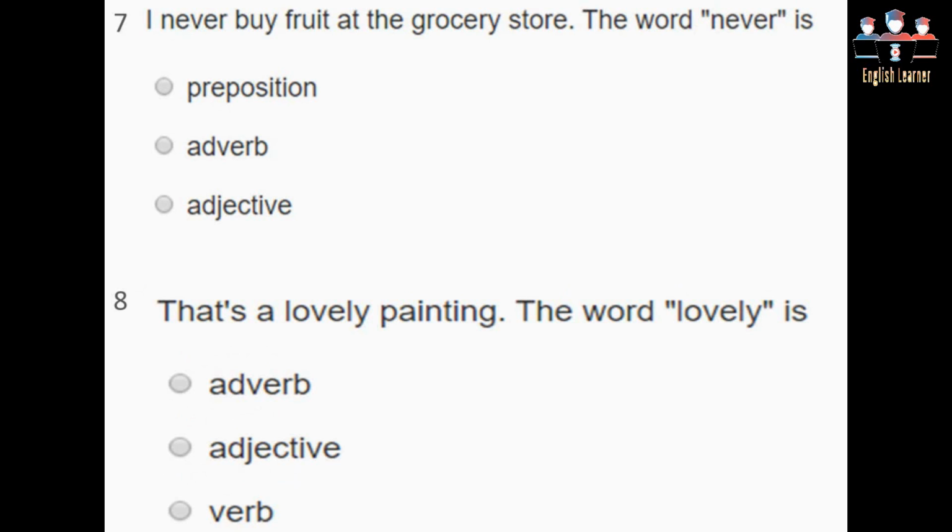Number 7. I never buy fruit at the grocery store. The word never is: option 1, preposition. Option 2, adverb. Option 3, an adjective. Quiz number 8. That's a lovely painting. The word lovely is: option 1, adverb. Option 2, adjective. Option 3, adverb. You all are requested to pause the video here and mark your answers from 1 to 8.